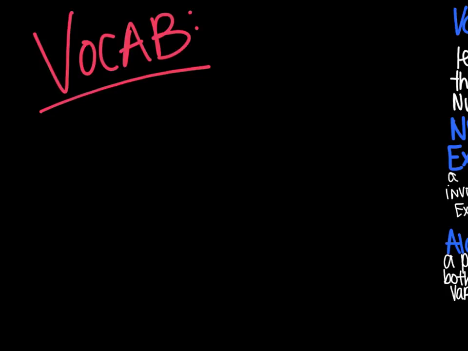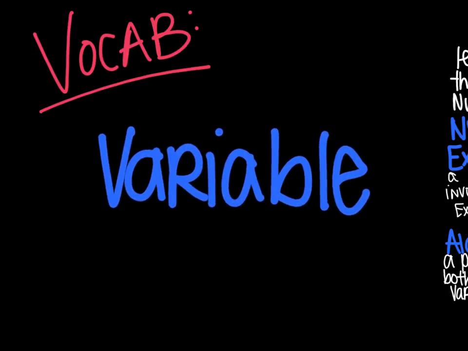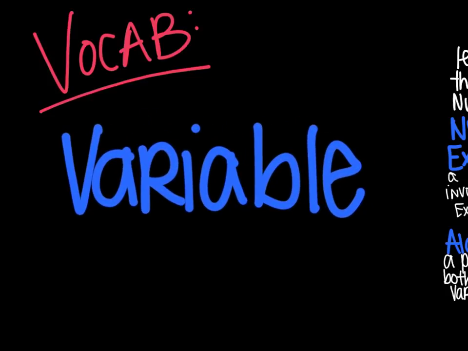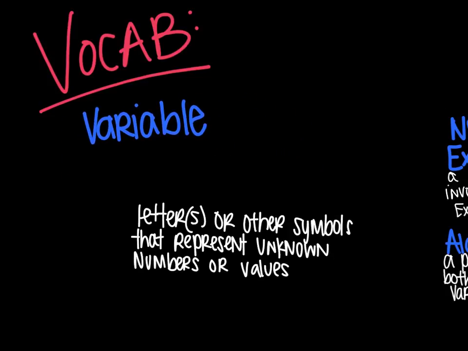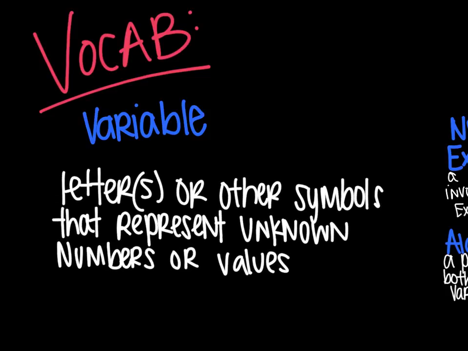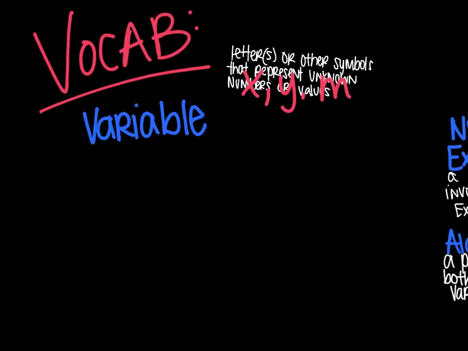You do have three things. The first word is a variable. And a variable is a letter or letters or other symbols that represent unknown numbers or values. Some examples of this would be things like X, Y, M, things like that would be considered variables.